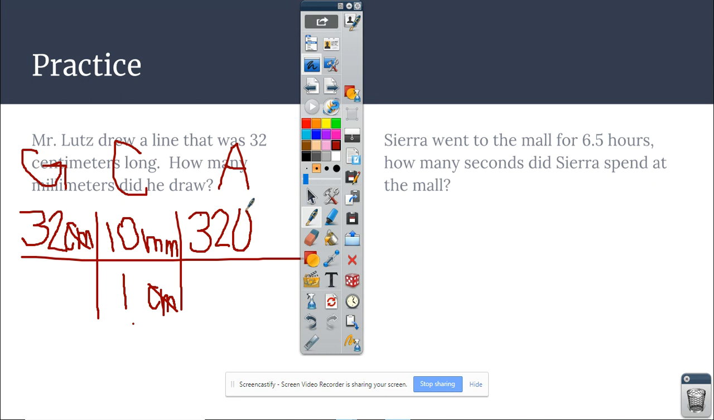And what units do I have left? Just millimeters. So my answer is millimeters. Did we change the length of the line that he drew? No, we did not. We just converted the units, which said he had 32 centimeters and is still the same length, but if we convert that to millimeters, it's actually 320 millimeters, okay? So that's one example for you before you take your quiz.